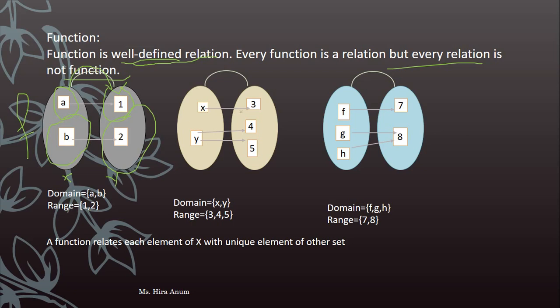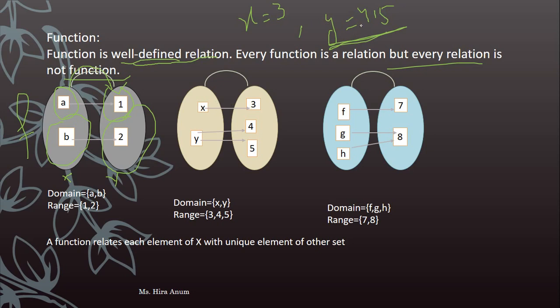You can also do this. X belongs to x gives 3, y gives 4 and 5. Now you can see properly. X gives value 3, but y gives values 4 and 5. This is not well defined because we do not know whether y gives 4 or 5.